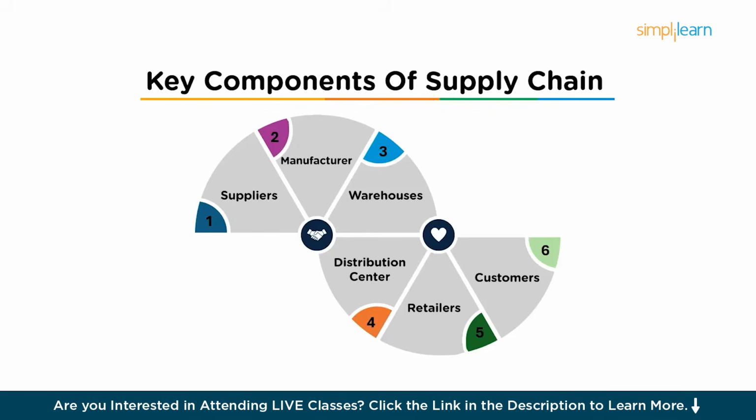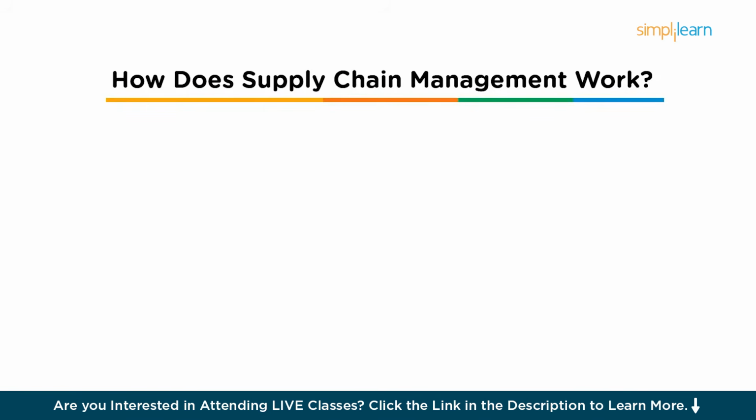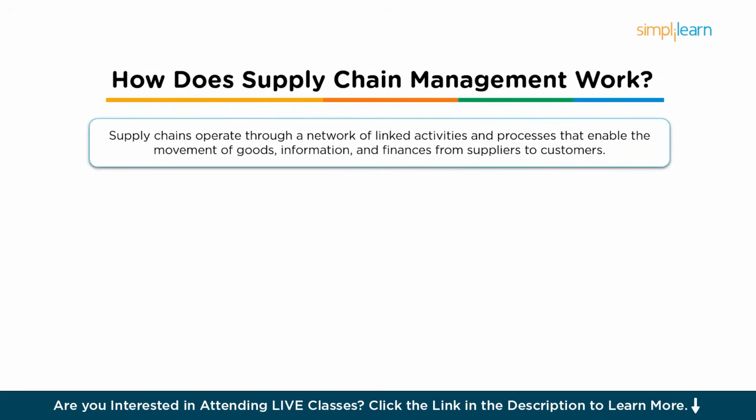Meeting customer expectations in terms of product availability, quality, and delivery time is the ultimate goal of supply chain management. So now comes, how does supply chain management work? Supply chain operates through a network of linked activities and processes that enable the movement of goods, information, and finances from suppliers to customers. So here is an overview of how supply chains work.